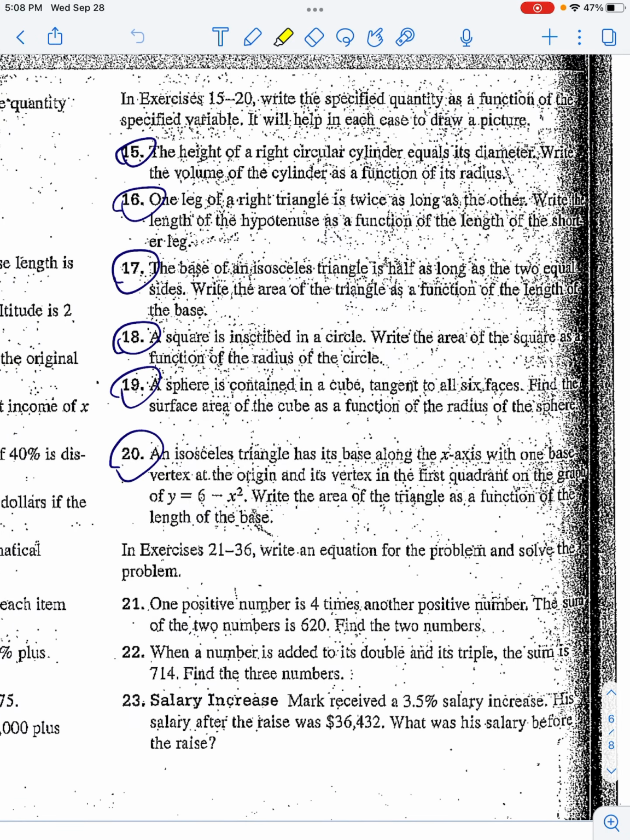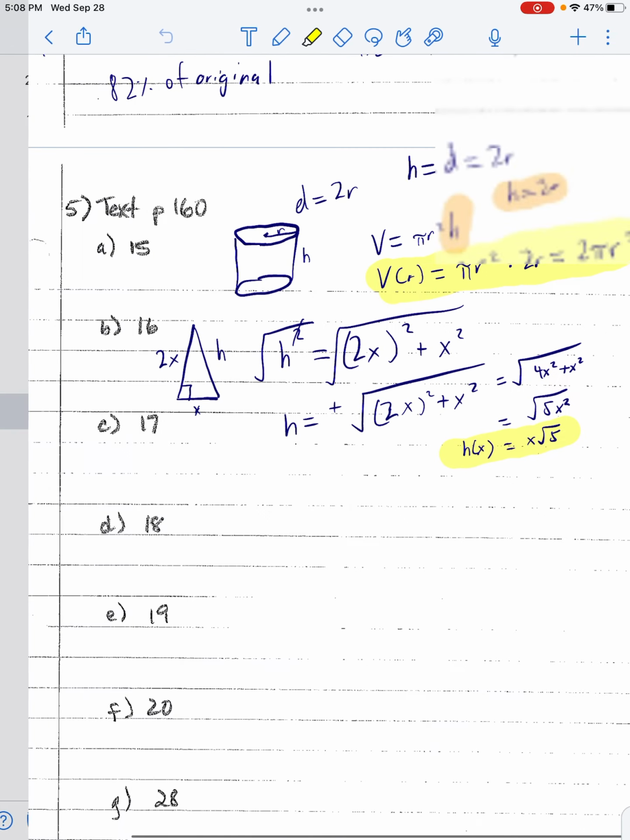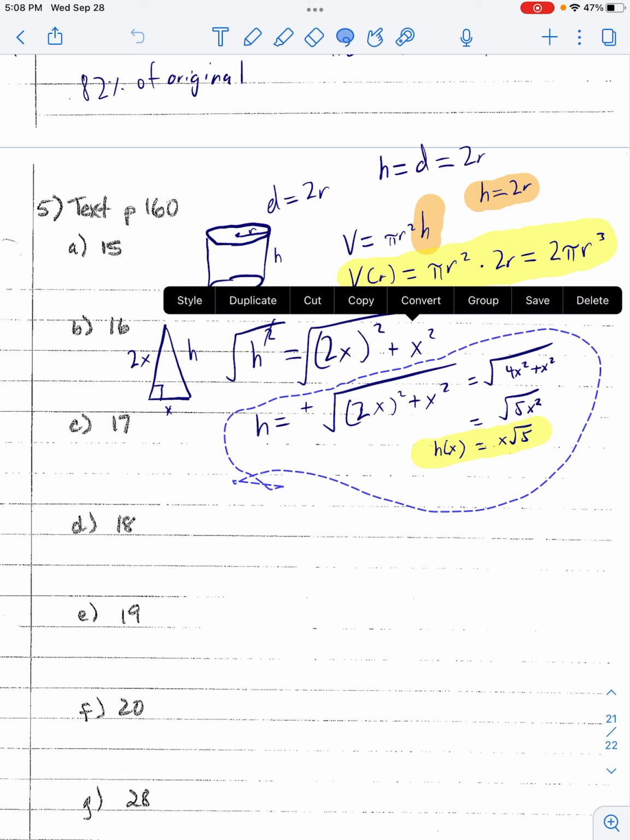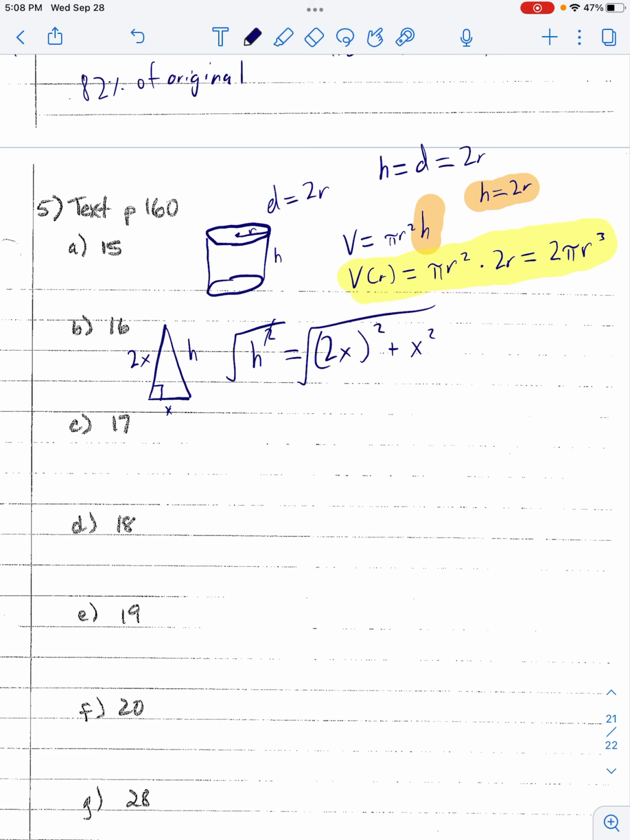The base of an isosceles triangle is half as long as the two equal sides. The area of the triangle is a function of the length of the base. All right, let's go back to our notes packet here. So we're going to do number 17. We have an isosceles triangle. These two sides are congruent, and these two angles are congruent. We're saying the base is half as long as the two equal sides, so we want to write the area as a function of the base. The length of the base is x. Then the length of these two sides is 2x.